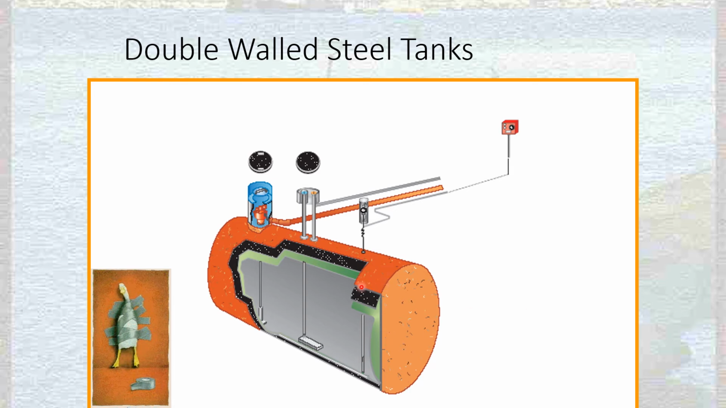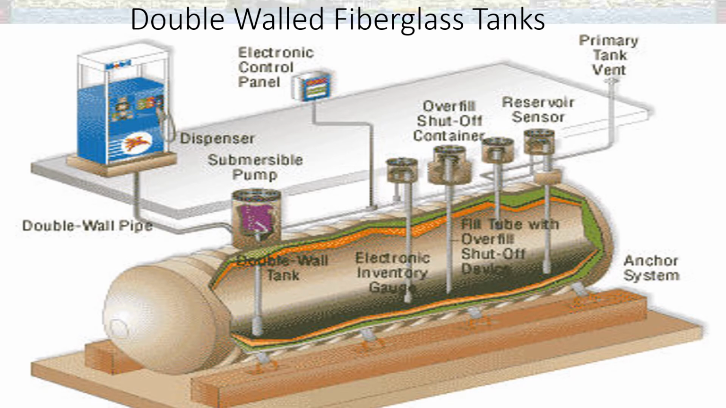This is what a double wall steel tank usually looks like. There's your external wall. Sometimes there's some type of material in here, sometimes it's just open space, and then your interior wall. And that space is usually monitored through some method. This is a double wall fiberglass tank, and it's just the exact same thing. Inner wall, primary tank, secondary tank around the outside.